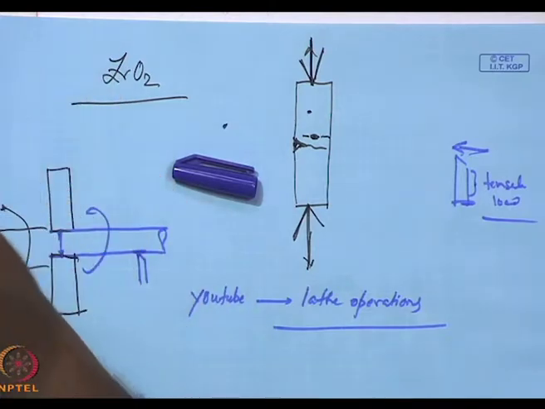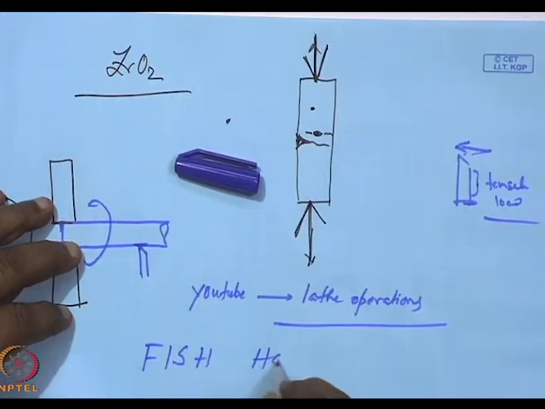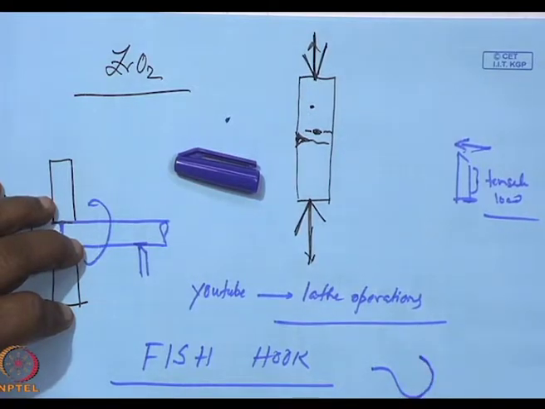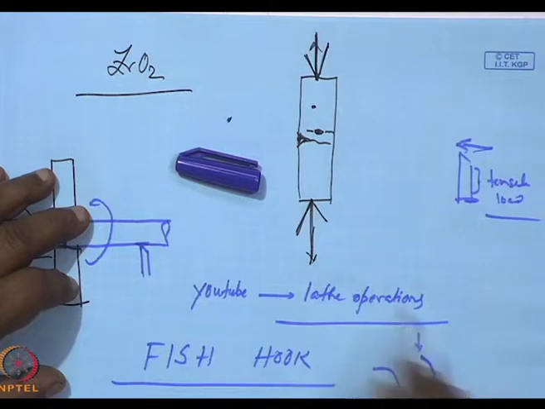Any idea of what the design of the cutting tool should be? How about if I say fish hook style? If I say a fish hook style cutting tool, why? Because this is a fish hook. Now, even if I apply a force around here, that is, this is the cutting edge, it will try to bend over in this side. Means there's a huge compressive stress now.